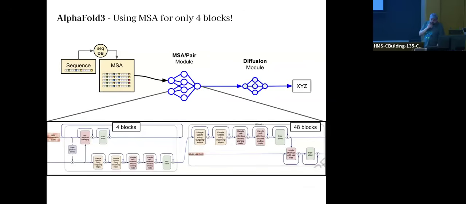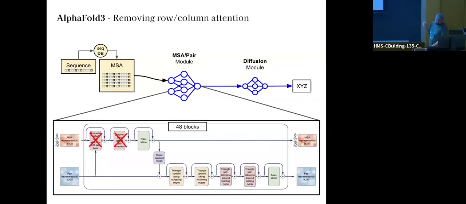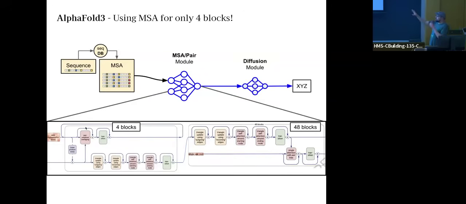And I think this is actually quite important because this was the very, very slow step. Passing the MSA 48 times was quite slow. Also, the row and column attention was quite slow. Getting rid of that, and then just running triangle attention on the same pair of features for 48 blocks did, I believe, two things. One is it made it really, really fast.